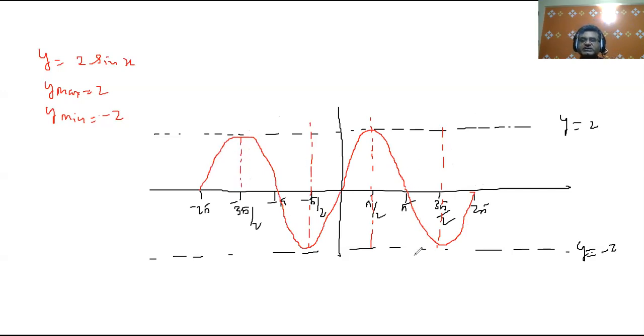Only height will change. There is no change in the period; it will remain the same. So we can increase the height of the function by putting a value here. Since it is 2, it is twice. When it is 3, it will be thrice. When it is 4, it is 4 times. If it is 100, then it is 100 times. Now we are moving to the next.